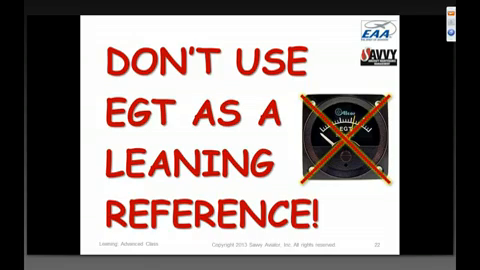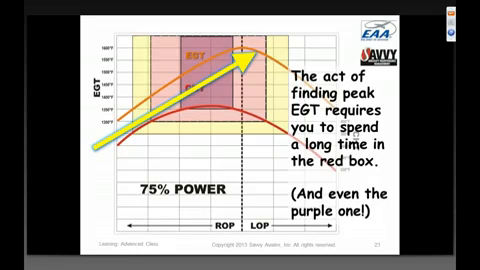And this goes against the conventional wisdom, but the reason that I think it's a bad idea to use EGT as a leaning reference, and why I do not do it myself, is simply this. If you use EGT as a leaning reference, the first thing you have to do is find peak EGT. And then you would adjust your mixture either on the rich side of peak or the lean side of peak. But the first step in leaning using EGT as a reference is to lean to peak EGT, which means very slowly leaning the mixture, watching EGT, and figuring out where it stops going up and starts going down.